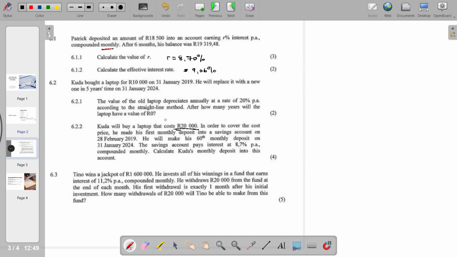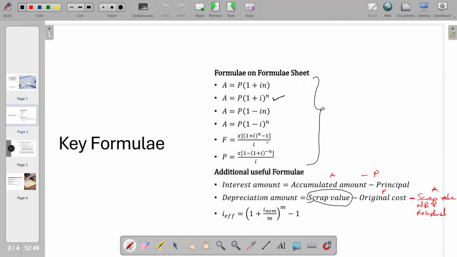So here we said 5 years. Now, this one, that's question 6.2.2. We are going to use the formula for future value of an annuity, and that formula is there on the formula sheet. So you have to go and pick it. Here is the formula that we are going to be utilizing. So make sure you copy the formula correctly.